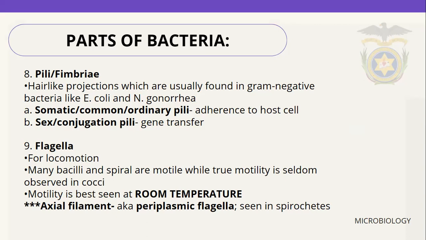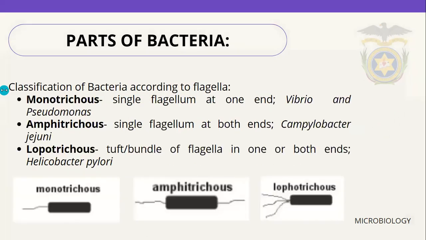So for the next part, we have the flagella, and it's for locomotion. Many bacilli and spiral are motile, while true motility is seldom observed in cocci, and motility is best seen at room temperature. Always remember that. And axial filament, aka periplasmic flagella, are seen in spirochetes. So guys, I want you to remember the classification of bacteria according to flagella because this one is very important.